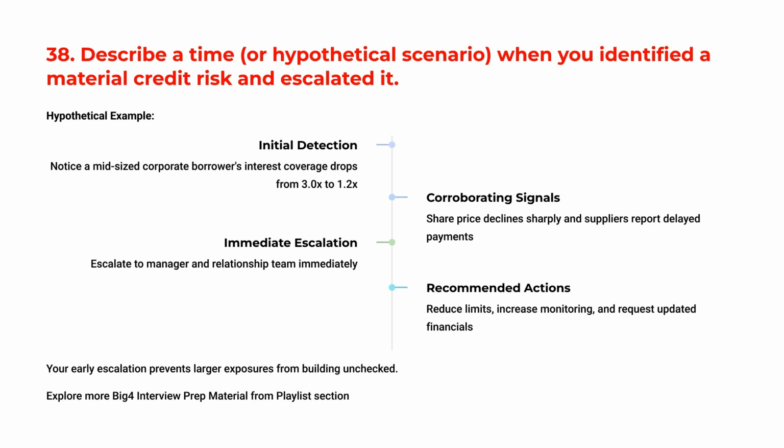Describe a time or hypothetical scenario when you identified a material credit risk and escalated it. Here is a clean hypothetical example. You notice a mid-sized corporate borrower's interest coverage drops from 3 times to 1.2 times. At the same time, its share price declines sharply, and suppliers report delayed payments. You escalate immediately to your manager and relationship team. Recommend reducing limits, increasing monitoring, and requesting updated financials. Your early escalation prevents larger exposures from building unchecked.